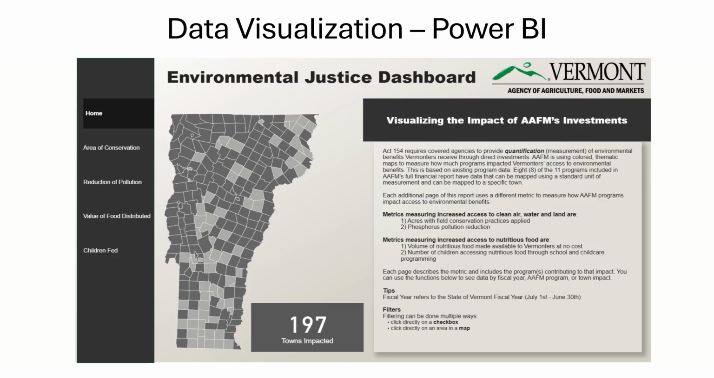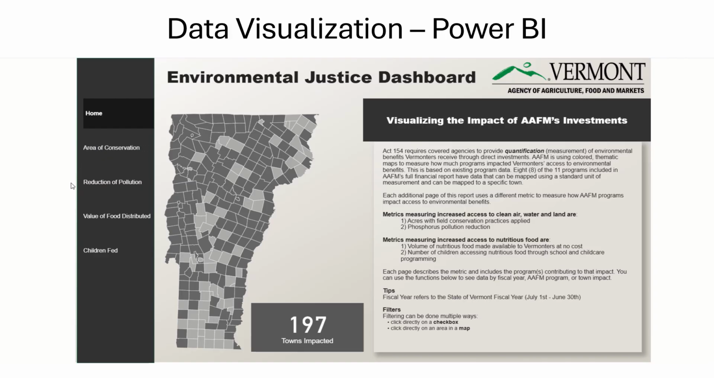To meet the requirement in Act 154 of quantifying or measuring the impact of environmental benefits through our investments, the Agency of Agriculture created this Power BI dashboard to provide data in an interactive way for the public. There are 4 metrics of measurement that we are using in this dashboard, and each one of those can be seen on the left-hand side right here.